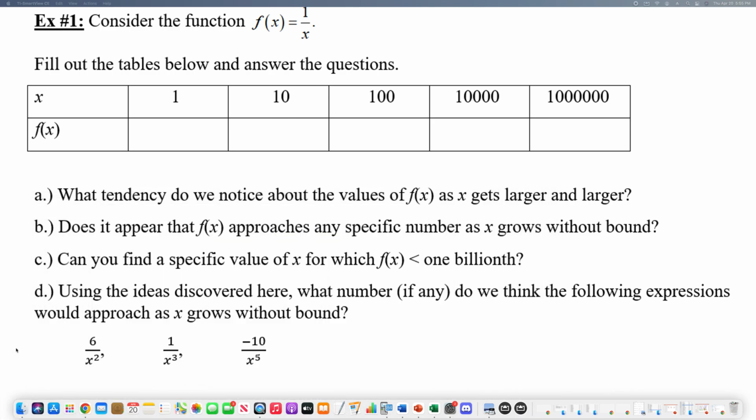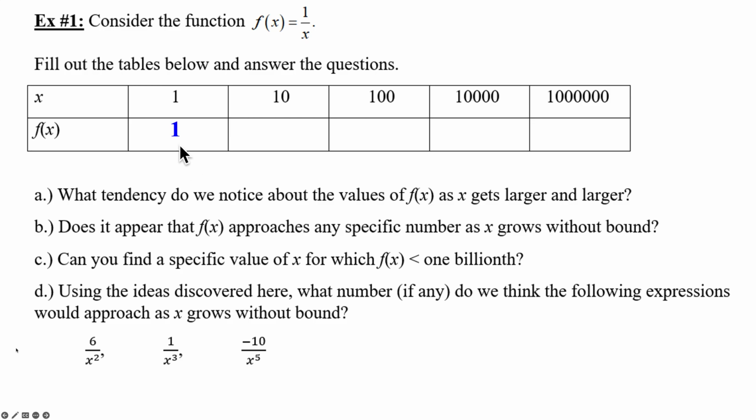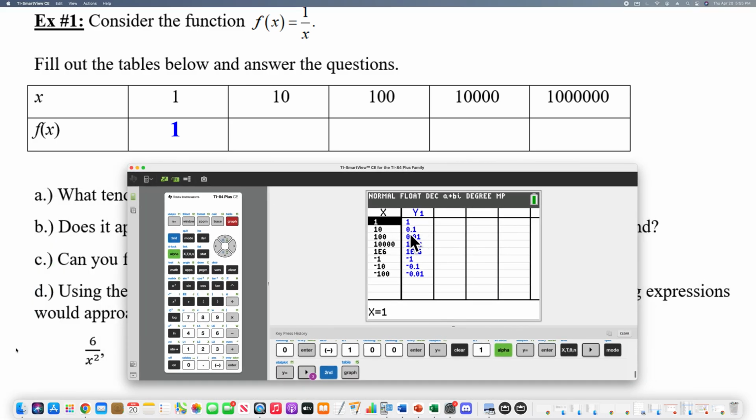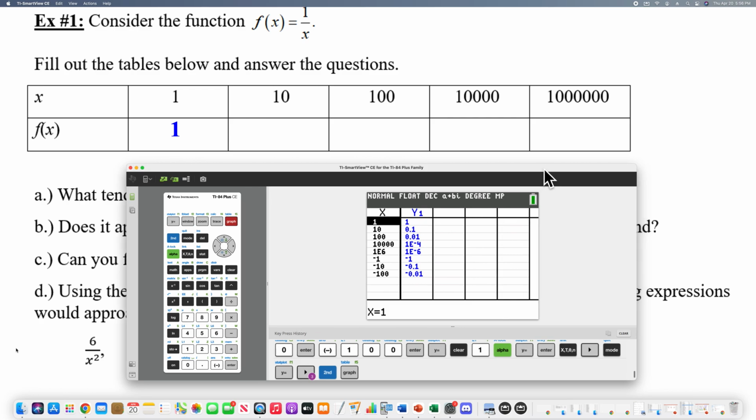So let's see, if you notice that it adjusted for the new function. So when x was 1, y will be 1. When x is 10, we have 0.1. When x is 100, we have 0.01. Now that you have 10,000, that's 1e to the negative fourth power. That's scientific notation, which means that this is 1 being multiplied by 10 to the negative fourth power, which means you move the decimal point 4 places to the left. We'll move this one 6 places to the left.